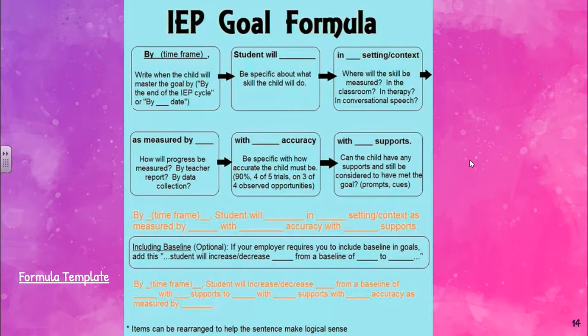When thinking about the ABCD framework, some people just love a formula. So this is one way to look at goal writing, and this is a tool that may help you as you move forward with writing your goals. You don't need to use this by any means. It's just a tool that you might find useful.